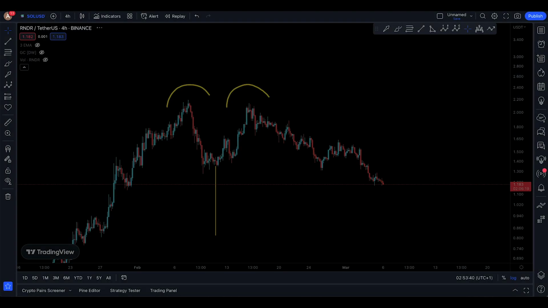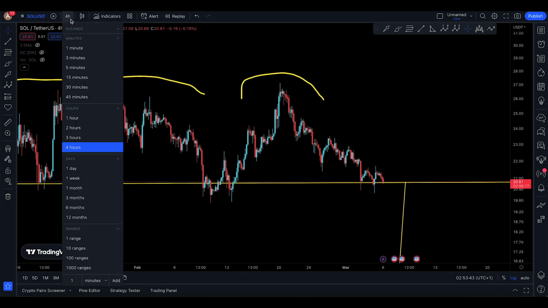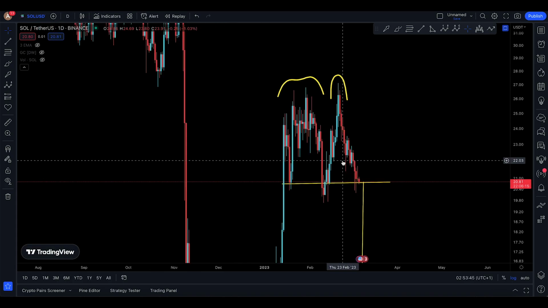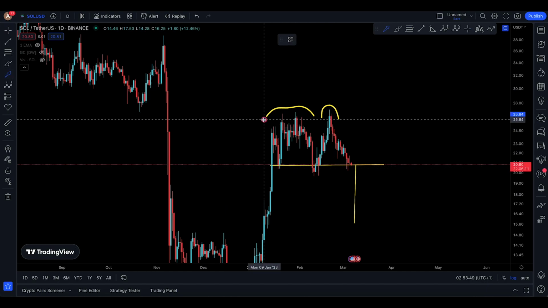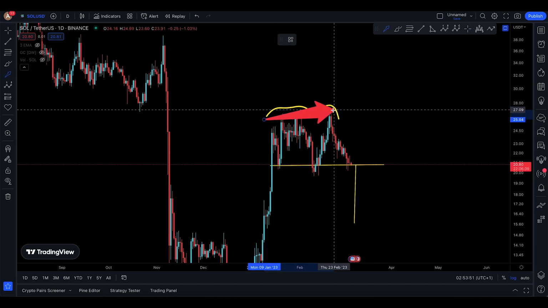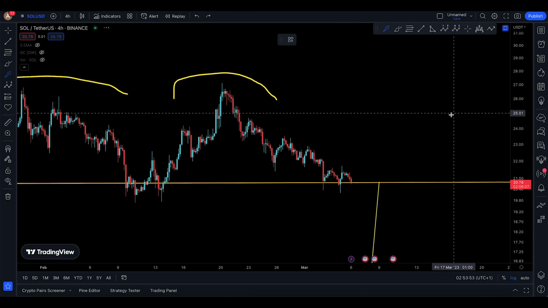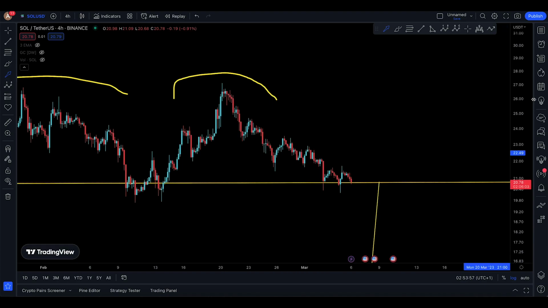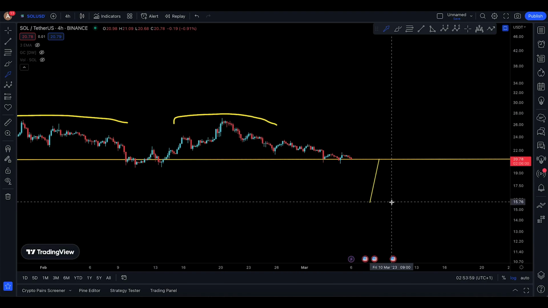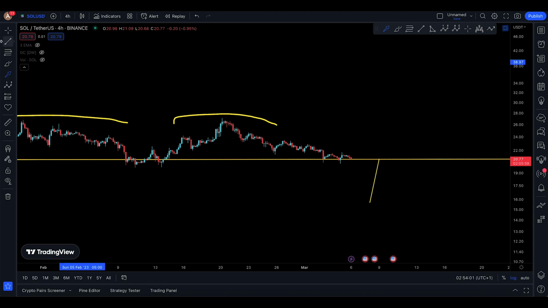If I show you Solana, I've even talked about this on my private channel. I said that this is an Adam and Eve double top, where you have a very big broadening top and then a very small narrow top to this side, and that is known as an Adam and Eve double top. This one looks to take Solana down to 15.76 in the future.